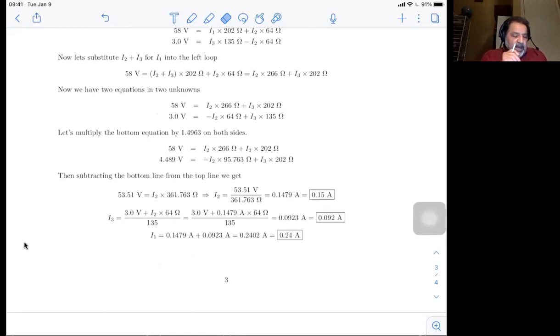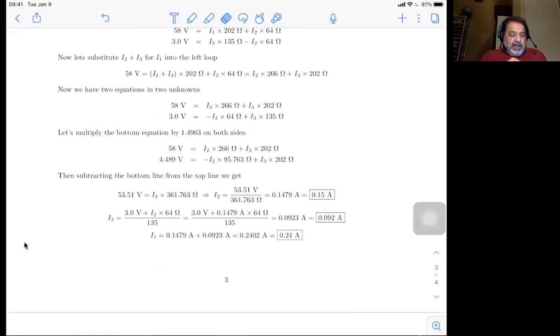Then subtracting the bottom line from the top line, we get 53.51 volts equals I2 times 361.763 ohms. I'm leaving all the digits. We'll go to the significant digits at the end of all the calculations.